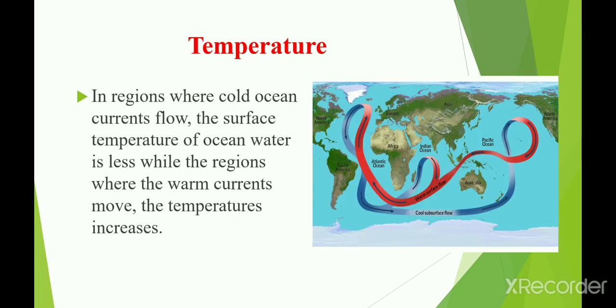See, in regions where cold ocean currents flow, the surface temperature of ocean water is less. You can see in the diagram that the ocean currents are shown. There are two types of ocean currents, cold ocean currents and warm ocean currents. In regions where cold currents flow, surface temperature is less, while in regions where the warm currents move, the temperature of the seawater increases.